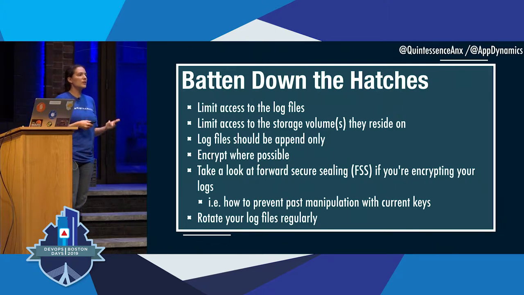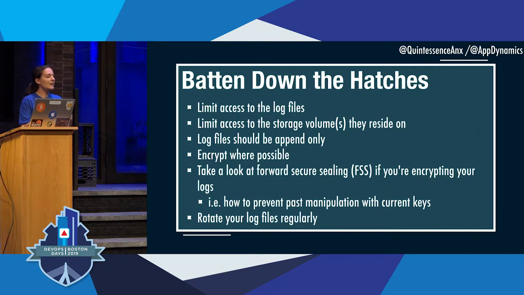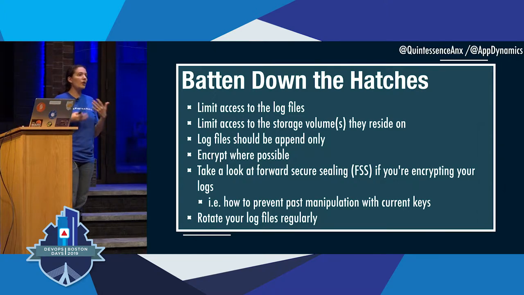But forward secure sealing is basically using different keys for different points in time. So if I, as an intruder, get access to your current logging encryption key, I can't cover my tracks with the past data because I don't have those keys. And that can help you against certain forms of attack. Also, of course, rotate your logs, because if the log isn't there and all I have access to is the volume housing the files, then I don't have access to whatever's not physically in front of me.